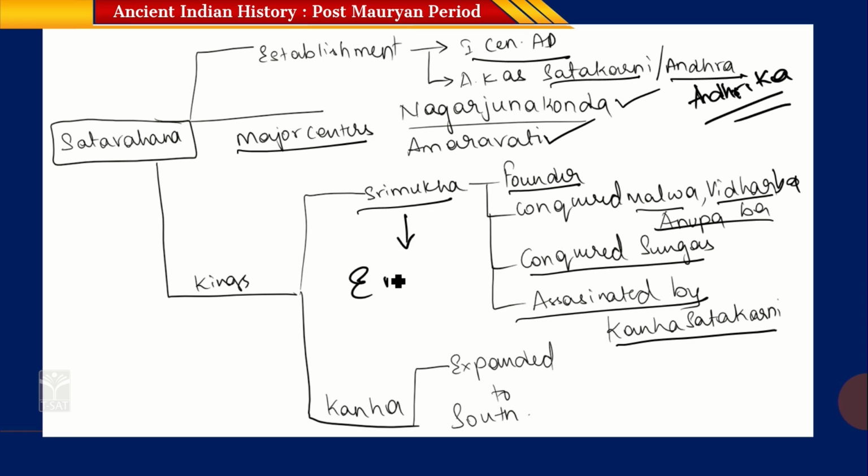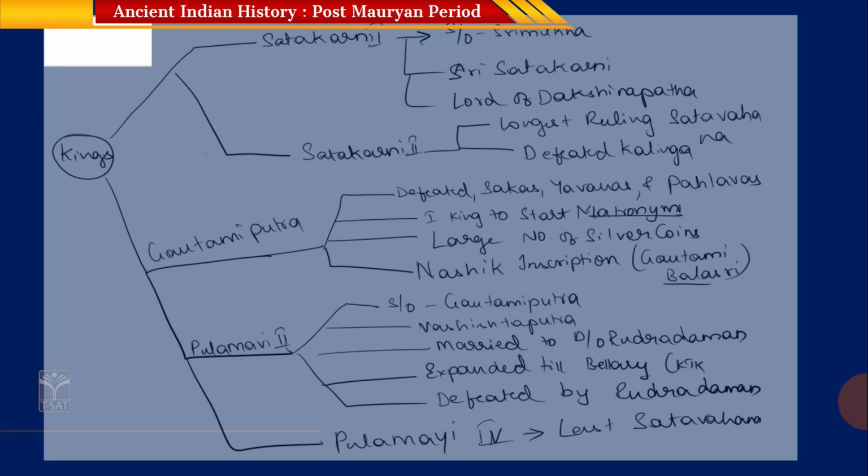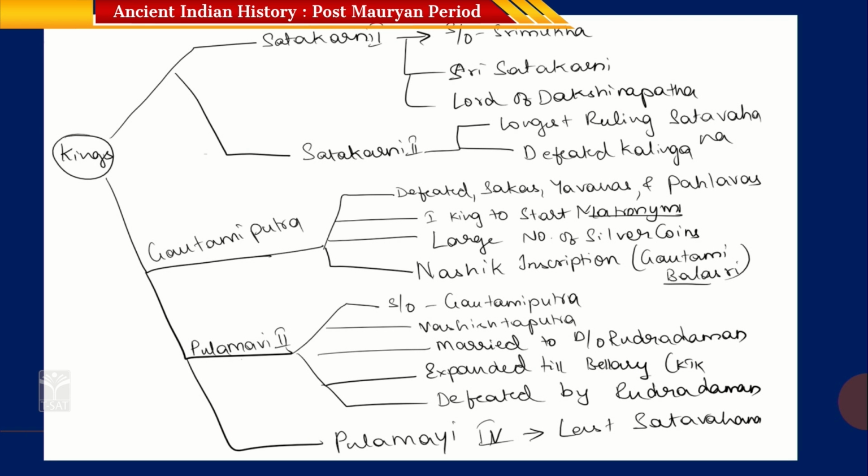Srimukha ended also the Kanva power in Bengal. Kanha Shatakarni or Krishna Shatakarni expanded the Shatavahanas further south towards the Kaveri river. We have 30-odd Shatavahana kings to be mentioned, but only some of the most important we are going to see.